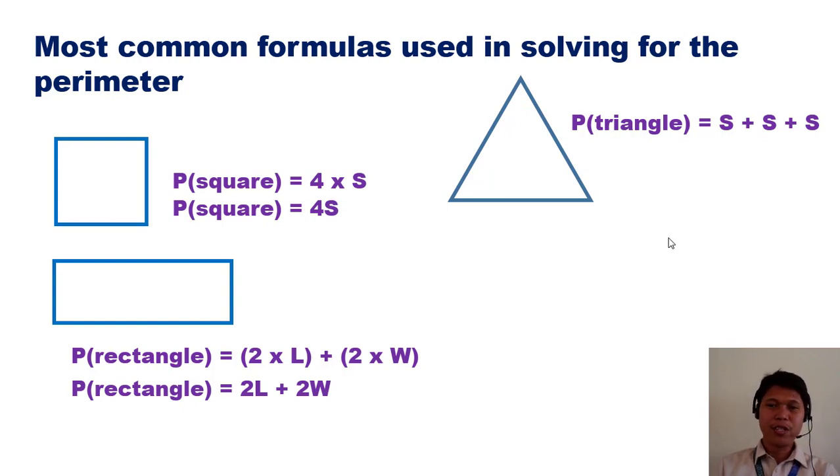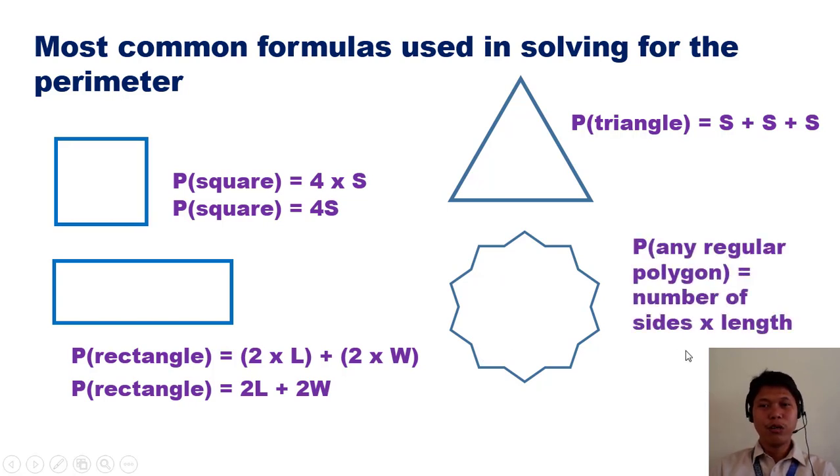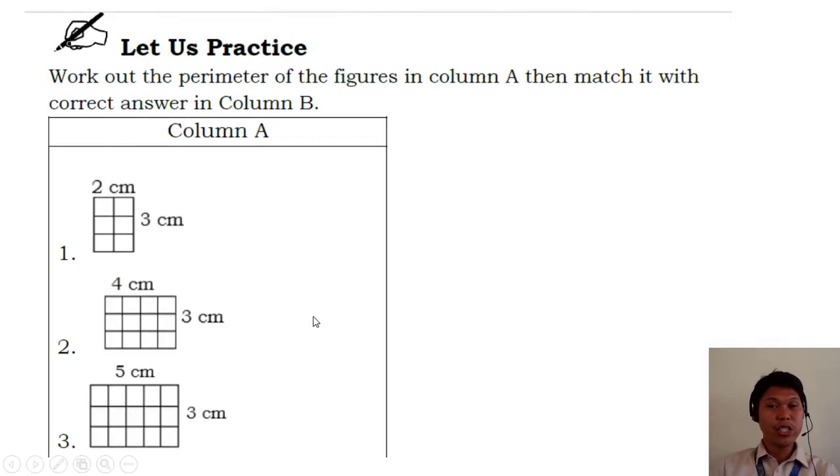And finally, if we have this figure, if you count 1, 2, 3, 4, 5, 6, 7, 8, 9, 10, 11, 12, 13, 14, 15, 16, 17, 18, 19, 20, there are 20 sides for this polygon. So this is a 20-gon. Assuming that all of the sides are equal, this is a regular polygon, so we multiply the number of sides by the length. It can be represented by 20 times s. Say this is 5 centimeters, then 20 times 5 is equal to 100. Okay? So we are going to proceed to the application of what we just discussed.